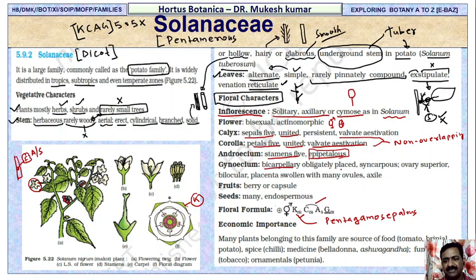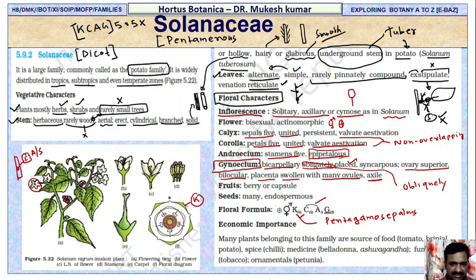Right now? And see, the gynoecium, what is this? It is bicarpellary. See, this is a misprint in your NCERT. They have written obligatory. This is not obligatory, my child. This is obliquely. So obliquely placed. Syncarpous, which means fused. There are 2 carpels, so they will fuse. Superior ovary is there. Bilocular is there. The placenta is swollen, and many ovules are there. And which type of placentation? Axile placentation.